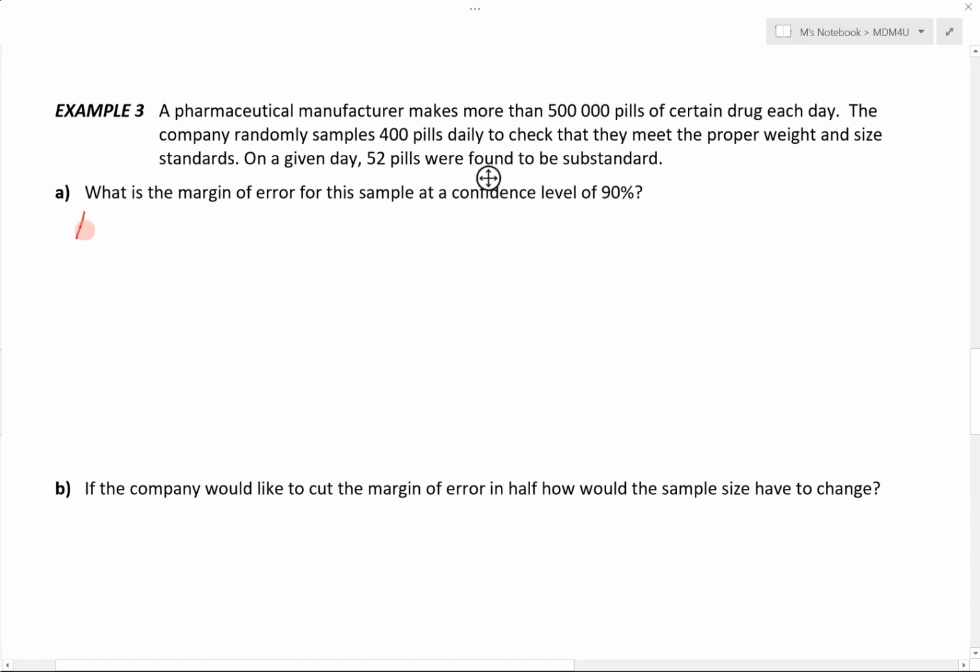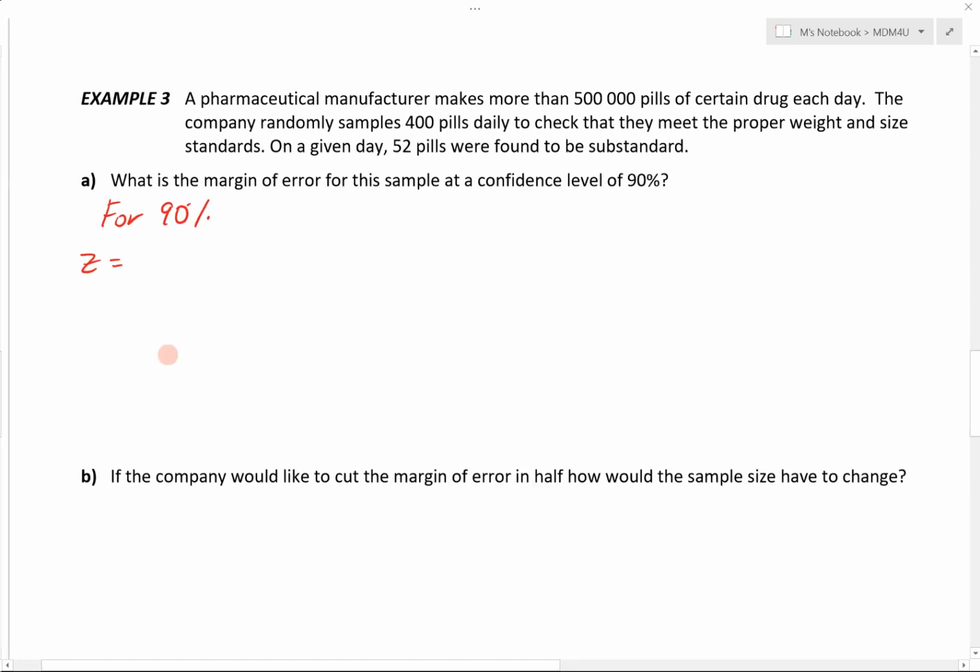So for 90%, the z-score for this confidence level is 1.645. And the percent of pills found to be substandard would be 52 out of a total sample size of 400. So that is 0.13 or 13%. So I'm going to make a note here that n is 400.